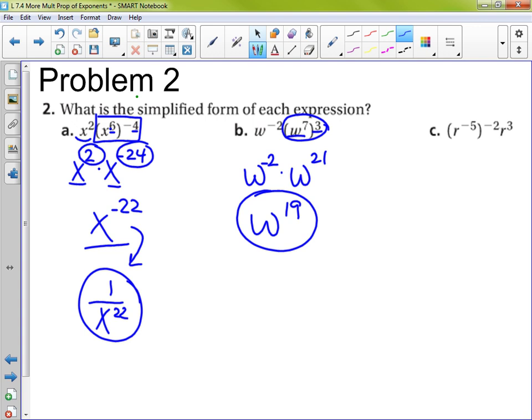And I'll keep going. R to the negative fifth raised to the negative second is r to the positive 10th times r to the third. 10 plus 3 is 13. So hopefully if you've done the work from class today, you understand where these answers are coming from, but you get them much quicker by using this shortcut.